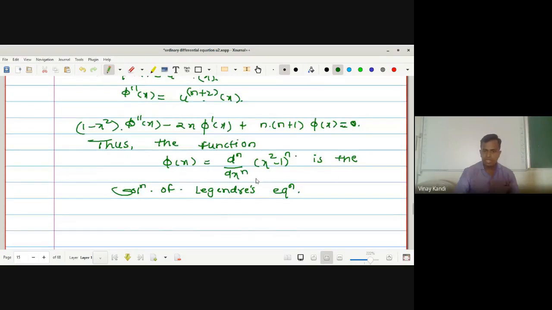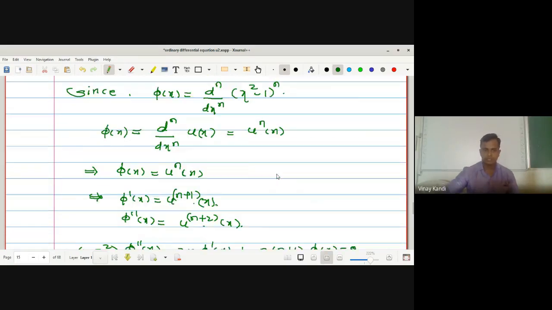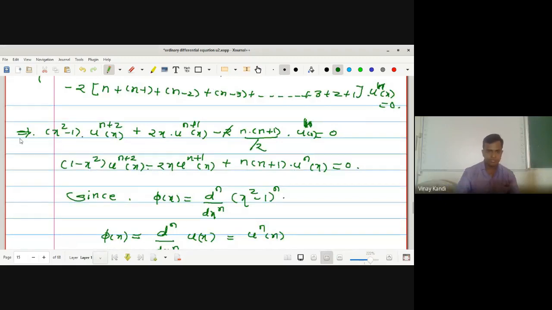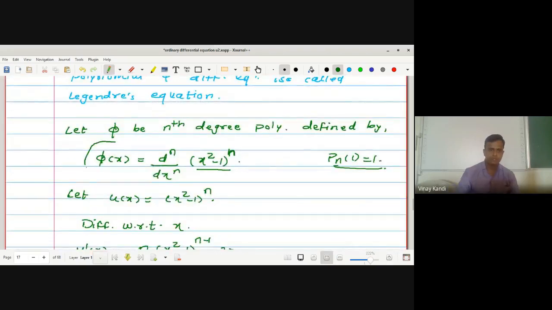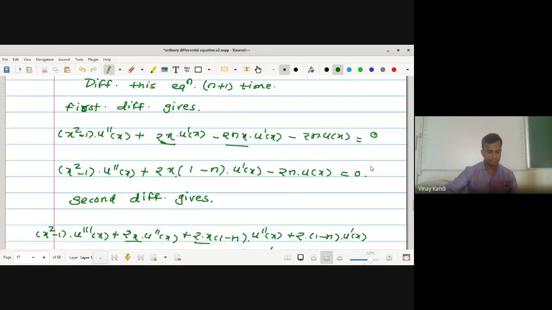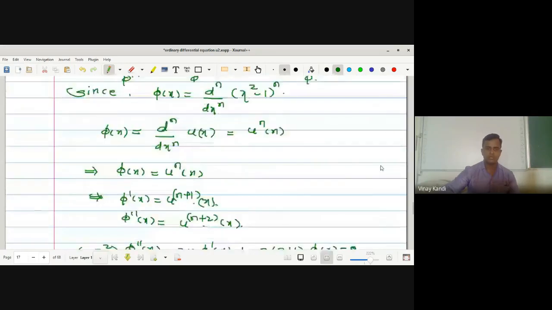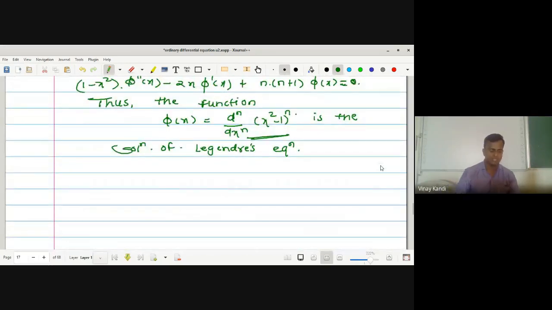ह्याला जर मी एक्सपांड केलं तर काय येतोय, हे इक्वेशन मिळतोय मला. Okay, but what is the value of this one? It is phi double dash. What is the value of this one? It is phi dash, and this is phi. Hence this phi of x, जो तुम्ही assume केलाय, is the solution of Legendre's equation. आता we have to prove only this one, Pn of 1 is equal to 1. मग तो Legendre's polynomial होईल. Okay, so this is the solution of Legendre's equation.